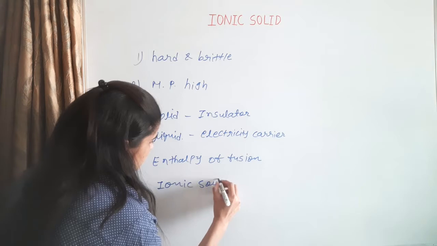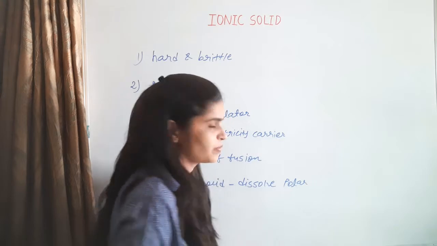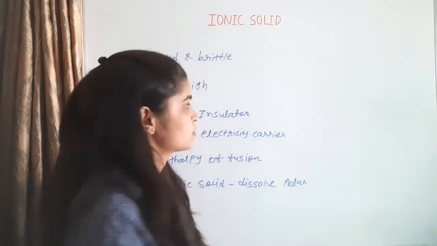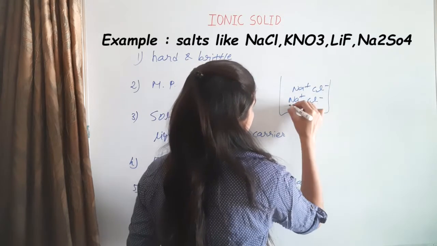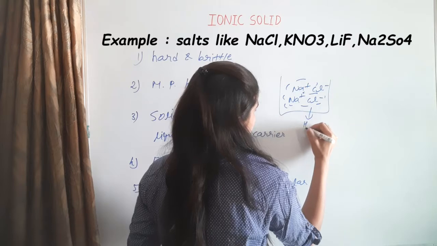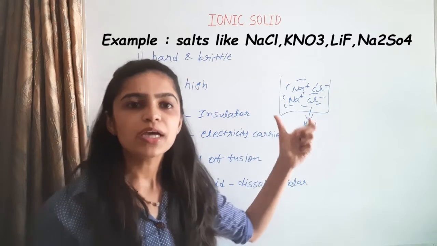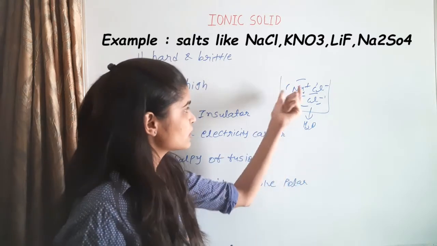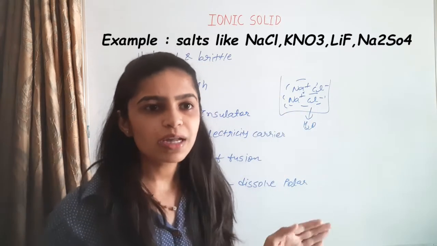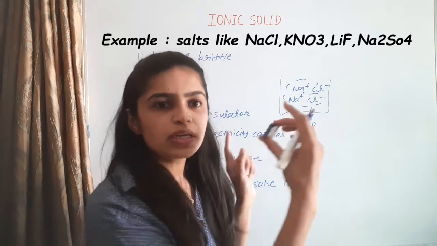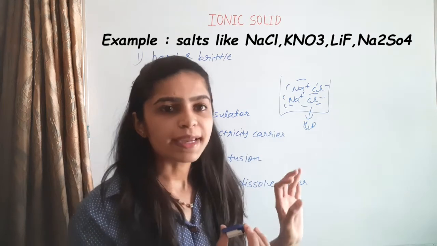Ionic solids dissolve in polar solvents. For example, Na plus Cl minus dissolves in water, H2O. First of all, the meaning of polar: polar means two atoms have an electronegativity difference. Na plus is positive and Cl minus is negative; Na plus is an S block element and Cl minus is a P block element, so the electronegativity difference is high and it acts as polar. In the same way H2O acts as polar.